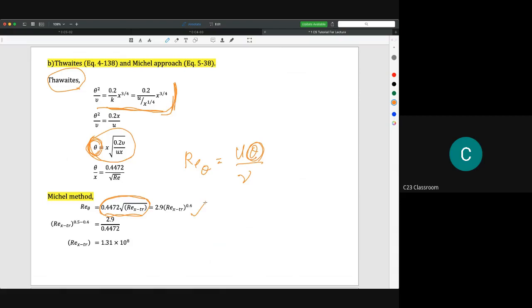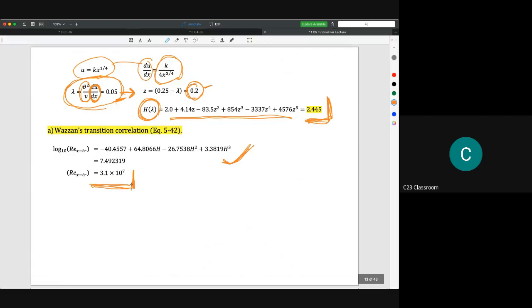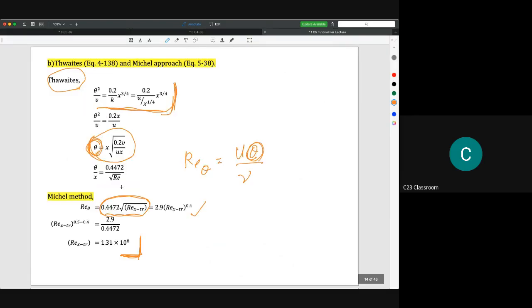So we could get the Reynolds transition is about 1.3 times 10 to the power of 8. If you see this one, this is 3 times 10 to the power of 7. So this is around 1.3 times 10 to the power of 8. So it's still a little bit different.